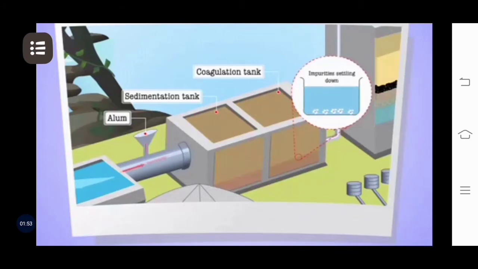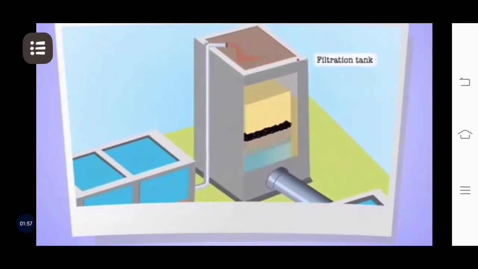In the second stage, water is carried from sedimentation tanks to the filtration tanks. Here, water is passed through beds of charcoal, sand, and gravel. This process removes the remaining suspended impurities.